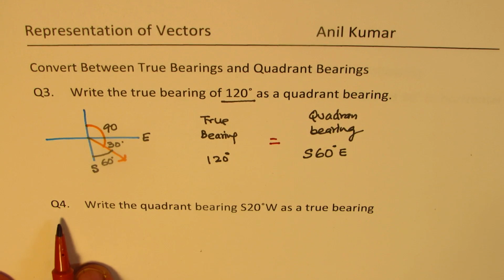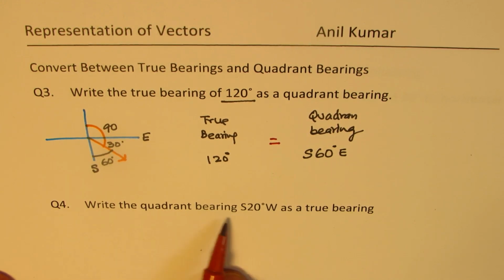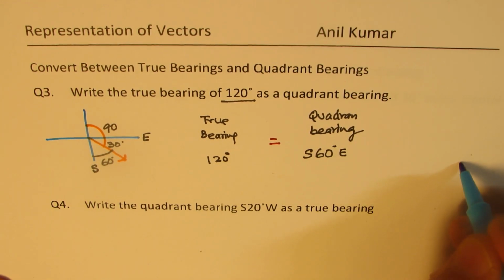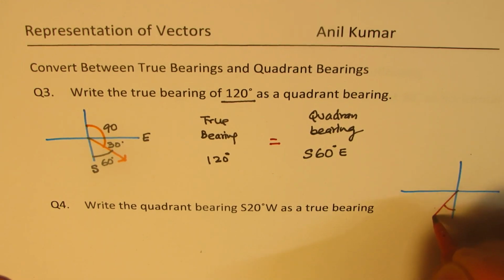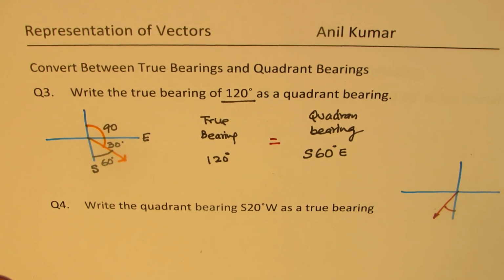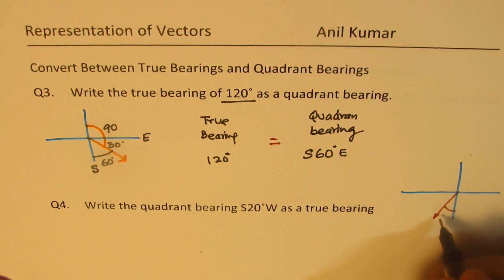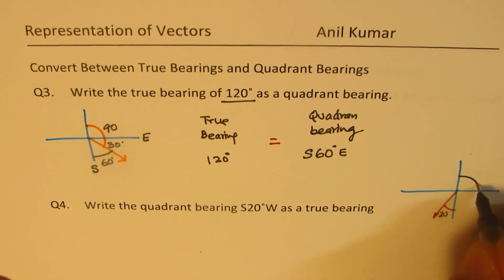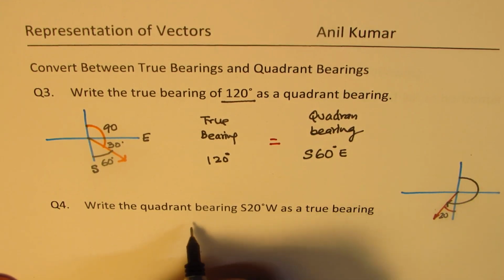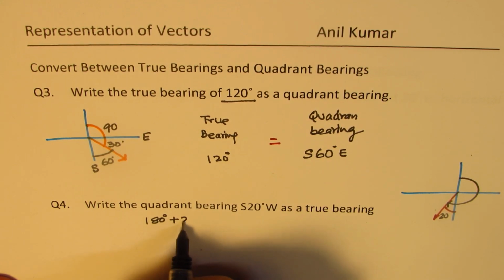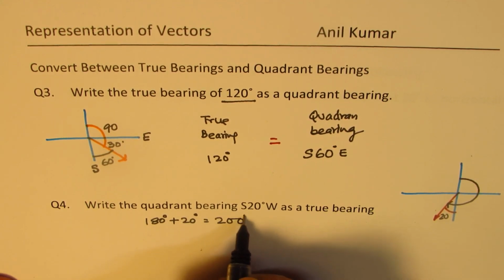Now here is for you question number 4. Write the quadrant bearing south 20 degrees west as a true bearing. So you can actually pause the video now, answer this question, then look into my suggestions. South 20 degrees west. Right? So if this is 20 degrees, then how much is it from here? This is what you have to figure out. It is 180 plus 20, right? So from north, it is 180 degrees plus 20 degrees, which is 200 degrees.